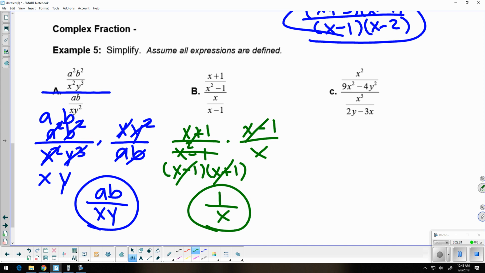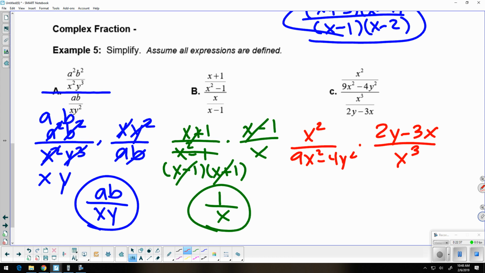Last one for C. So setting up, we got x squared over 9x squared minus 4y squared, timesing by 2y minus 3x over x cubed. So keeping, changing, flipping. Factoring wise, the 9x squared minus 4y squared, that's a difference of squares. So that factors into 3x minus 2y, and then 3x plus 2y.